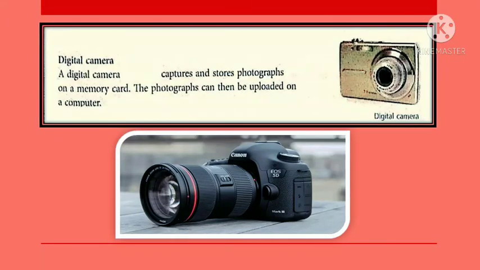Next we have digital camera. Almost everybody is having such kind of cameras at home. A digital camera captures and stores photographs on a memory card. The digital camera stores photos and videos in a memory card, which is also called a removable chip. The photographs can then be uploaded on a computer.